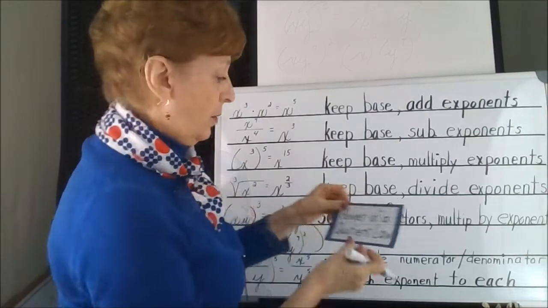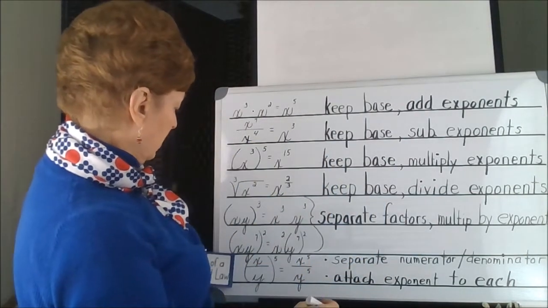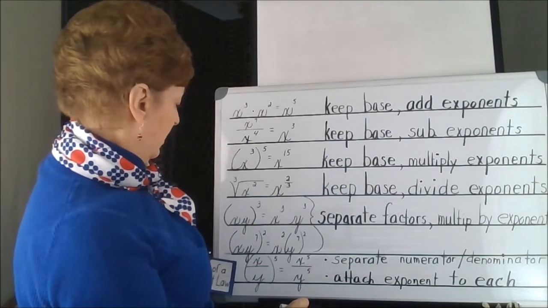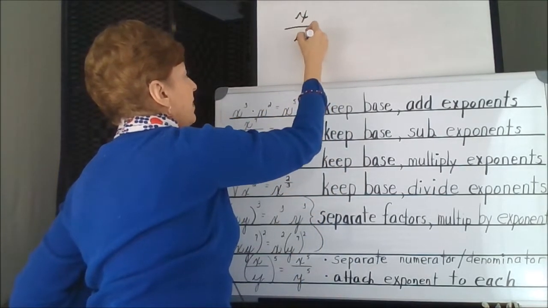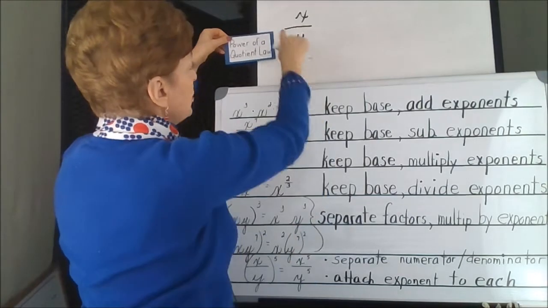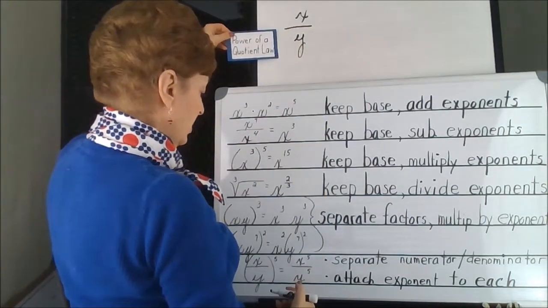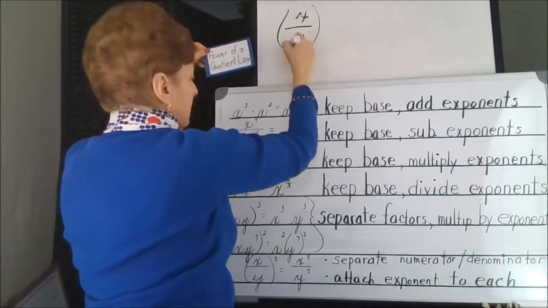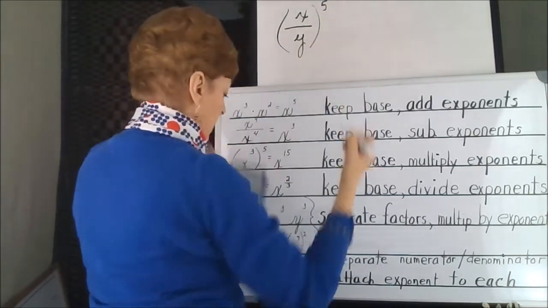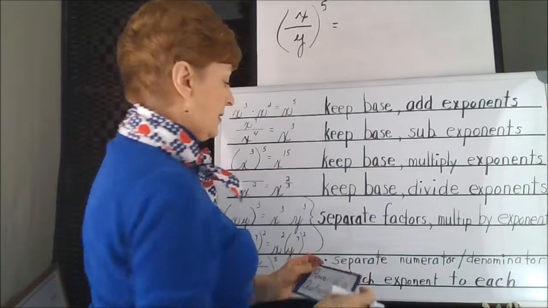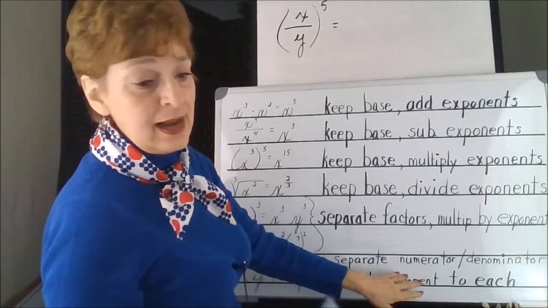Lastly, we have the power of a quotient law. The example, x divided by y, there's your quotient. It's a division symbol. And I put that one to the 5th. We can now separate our numerator and denominator.